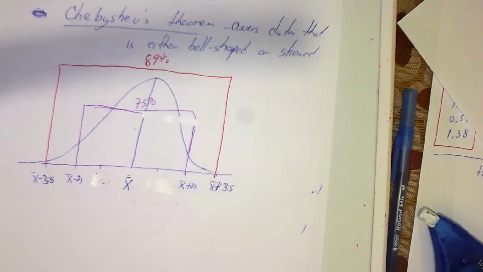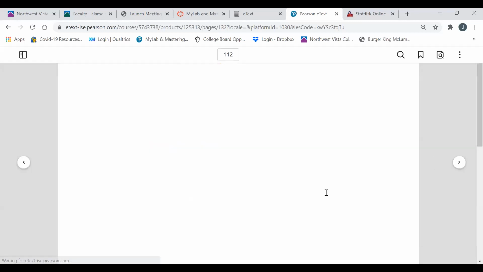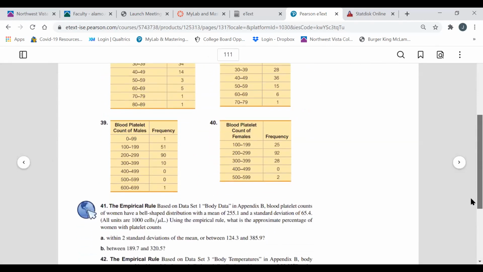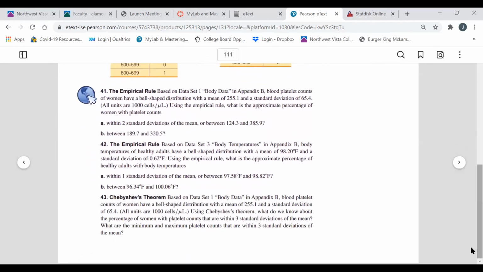We shall do the last one on this page. It is number 43. Oh, yeah, I went too fast. All right. So let's do 23. All right, so look what it says. It says Chebyshev. You're going to use Chebyshev.